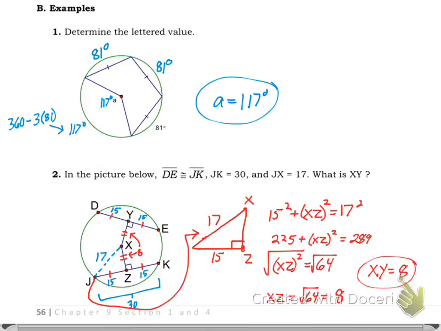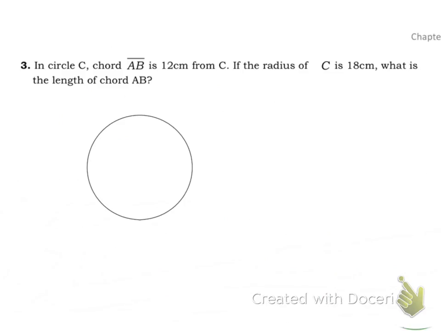Any questions on any one of those steps? No? Okay. The last one represents kind of those last questions that are going to be on your homework that you have to draw yourself. So it says, in circle C, chord AB is 12 centimeters away from C.